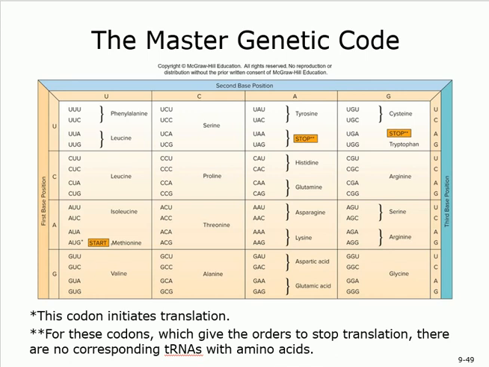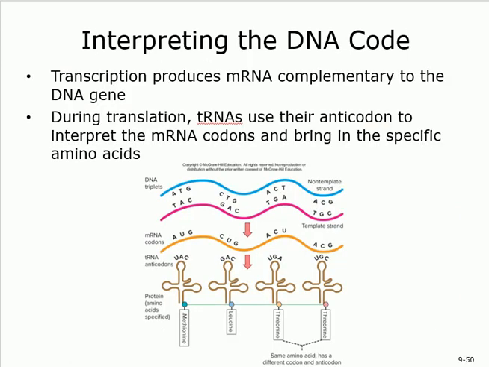UAG, UAA, UGA. One, two, three, stop. You have to remember this. Other than that, just understand the idea that it can be more than one code for each amino acid. Okay, this would be too much to memorize all these codes. Just the four codes, one for start and three for finish.